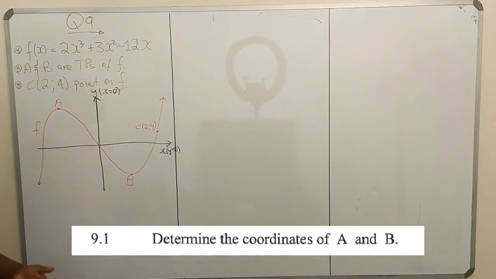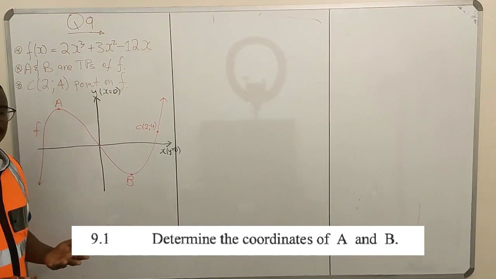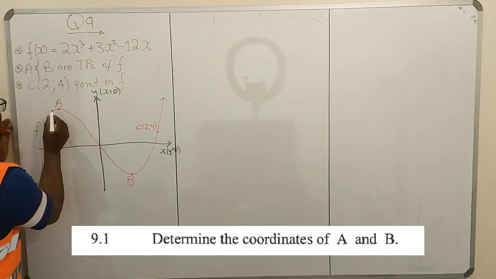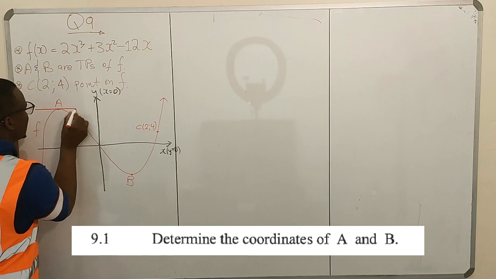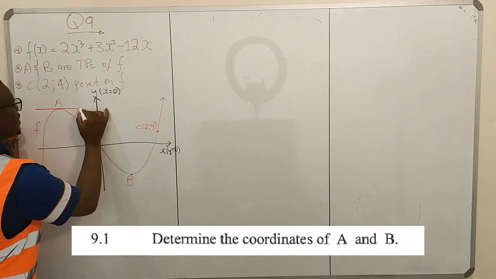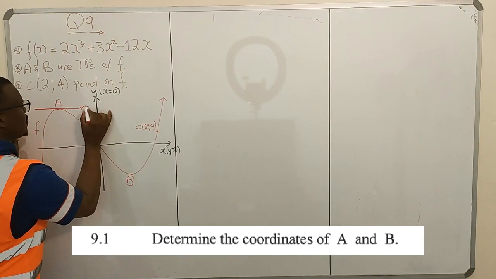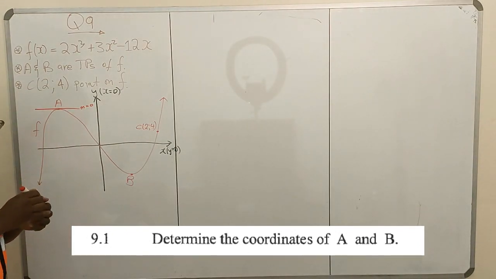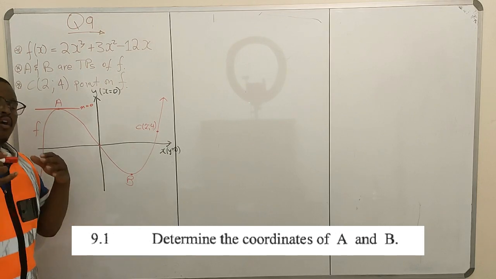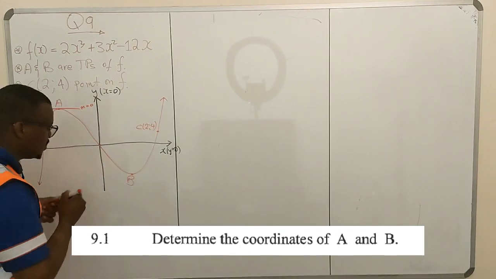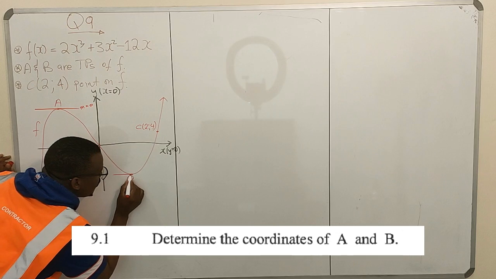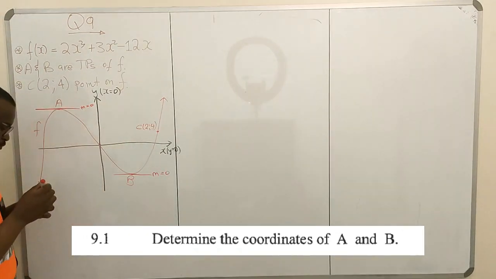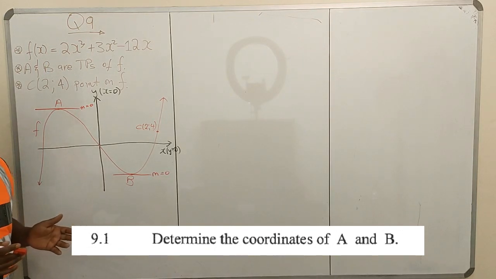Done. So what do you know at the turning point? So you know at the turning point, your gradient is 0. If you draw a tangent here at the turning point, it will be a horizontal line like this. So the gradient of this line is 0 here. When you draw a tangent on a turning point, it will be a horizontal line like this with a gradient of what? Of 0. That's what you need to know.